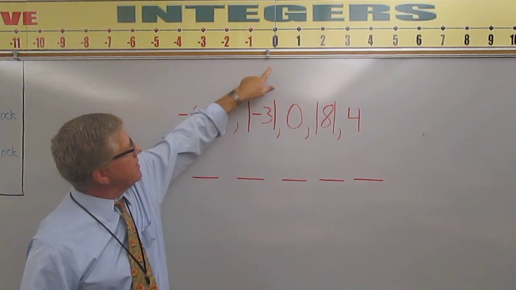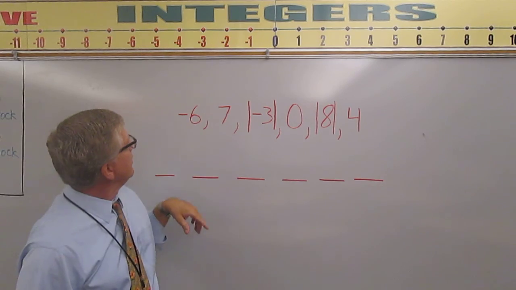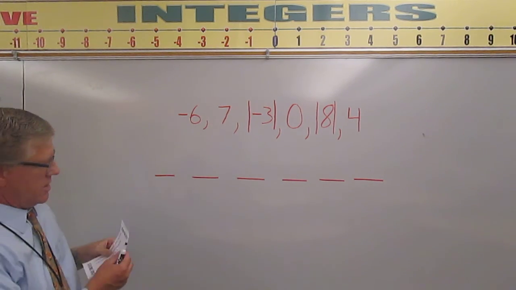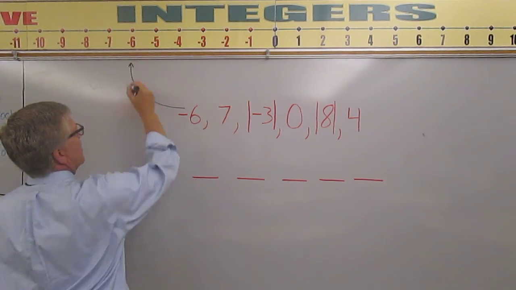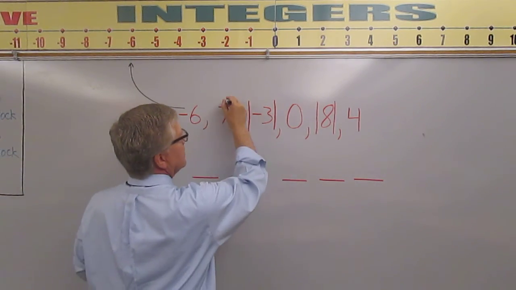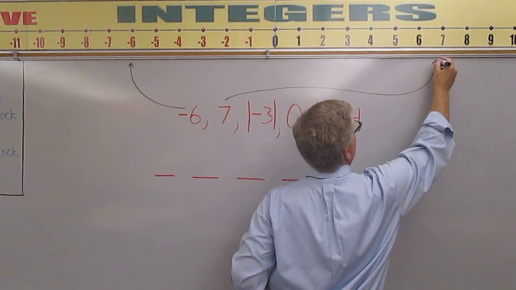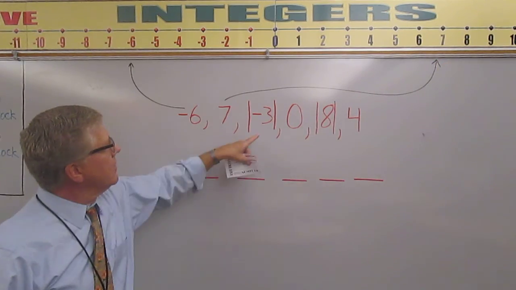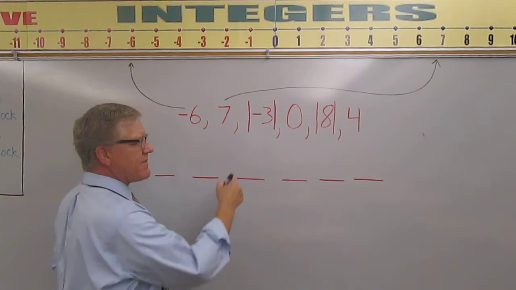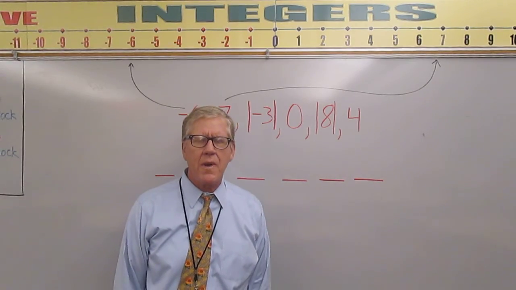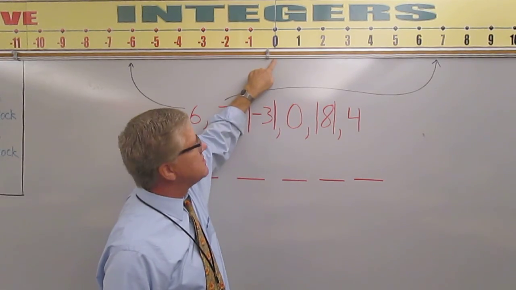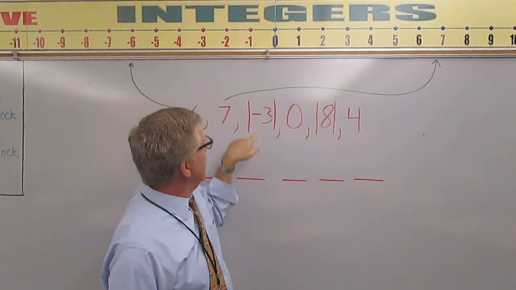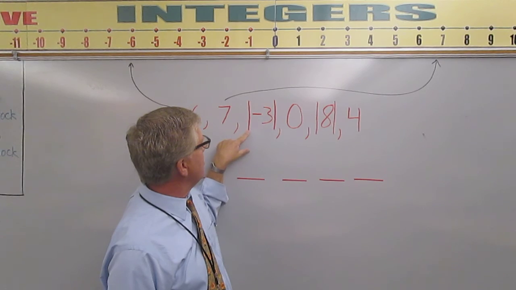We know 0 is right here on the number line, don't we? We know -6 is right here on the number line. Let's do this. -6 is right there. 7 is way over here. -3. We have the absolute value of -3. What do we know about absolute value? Absolute value is the distance from 0. That's what that means, is the distance from 0.